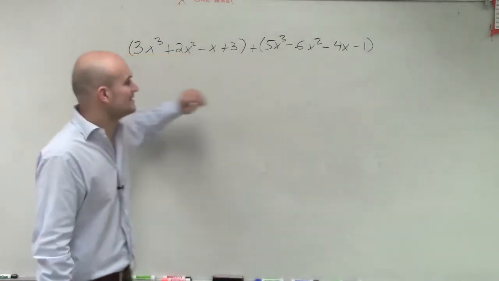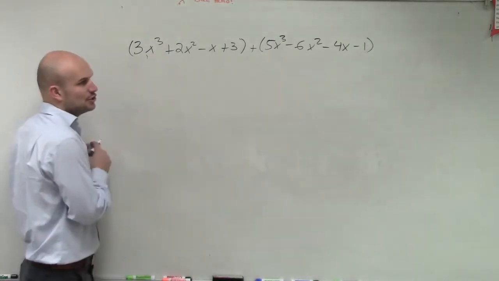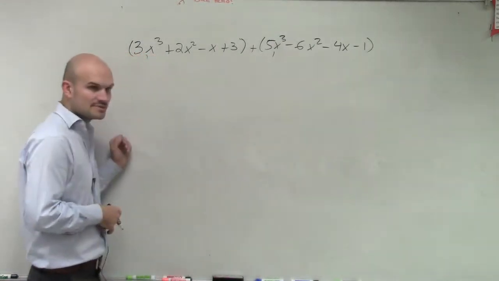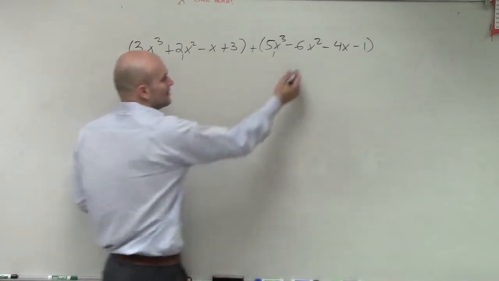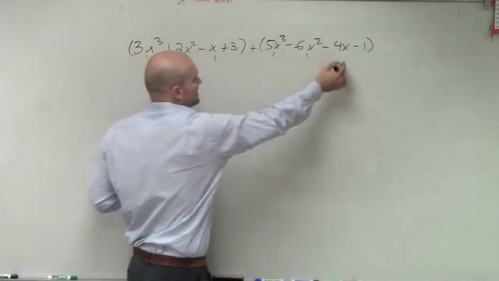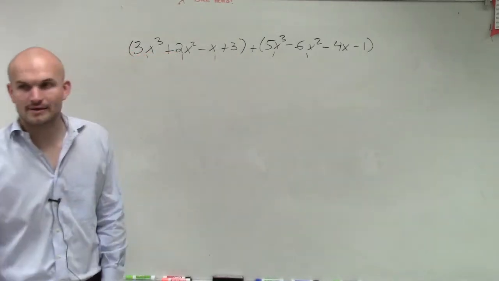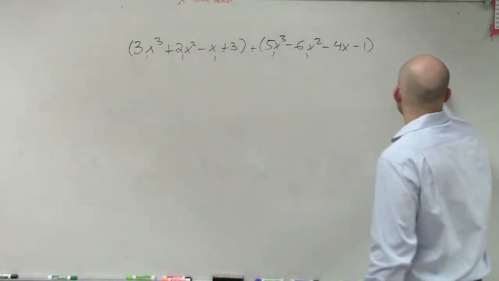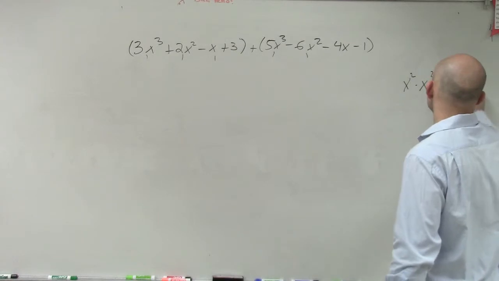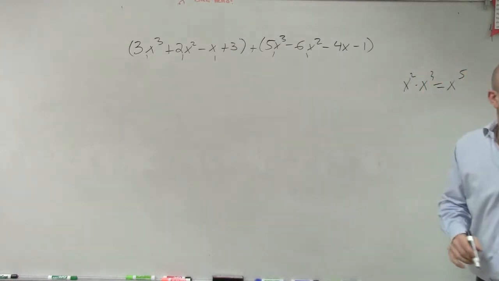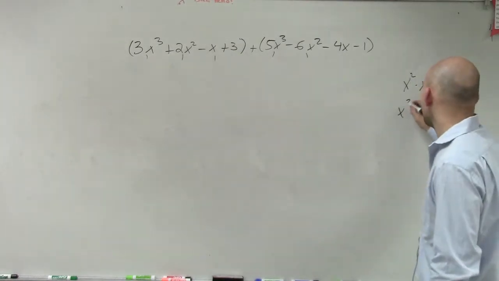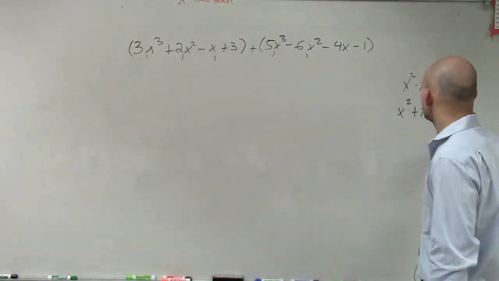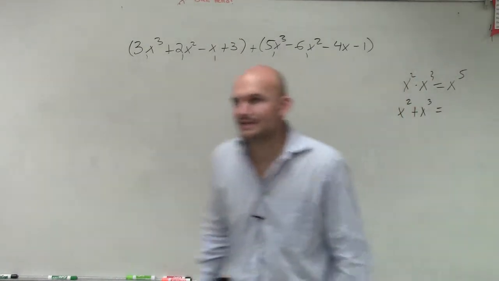So when we're looking at these, I can only add an x cubed with an x cubed, an x squared with an x squared, an x with an x, and a number with a number. We cannot add, if you guys remember, x squared times x cubed, which we said was x to the fifth. But don't try to tell me that x squared plus x cubed equals anything that we can evaluate as one single number.